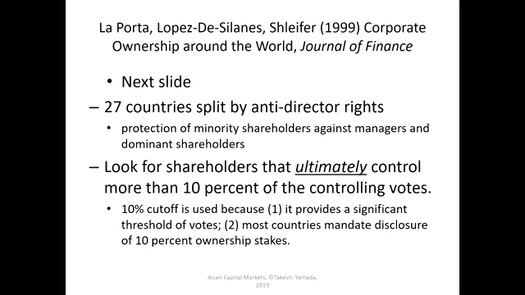Yeah, so the first part is okay, right? They look at 27 countries and then split the countries into high anti-director and low anti-director rights countries. And then what these numbers show is they look for shareholders that ultimately control more than 10% of the controlling votes. Okay, so I will talk about next week what this ultimately means.